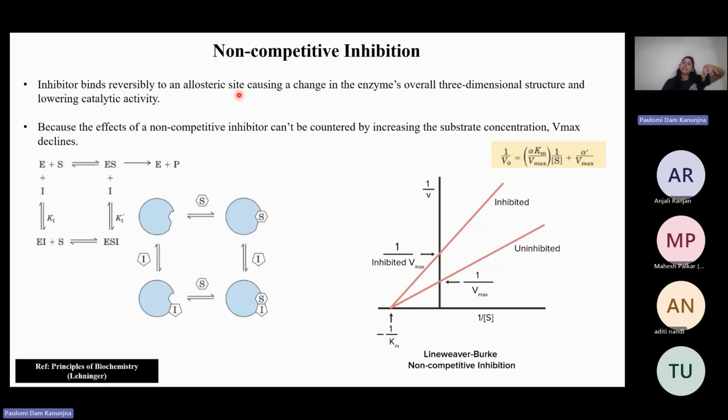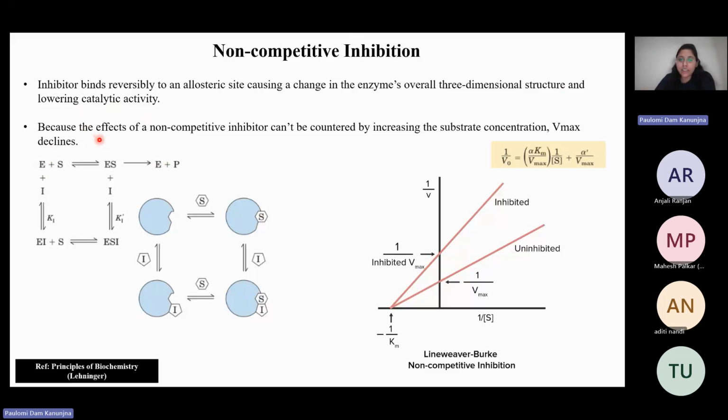Allosteric is a site which is not the active site for the substrate, any other site. So the inhibitor binds to an allosteric site, causing a change in the enzyme's overall 3D structure, and that's why it lowers its catalytic activity. Now, in competitive inhibition, because it is fighting for the same active site, if you increase the substrate concentration, that inhibition effect can be reversed.